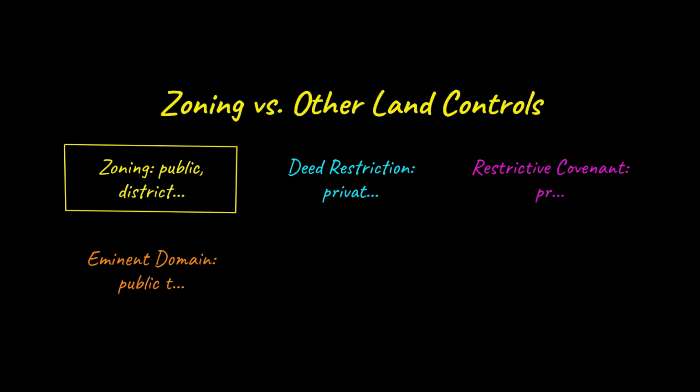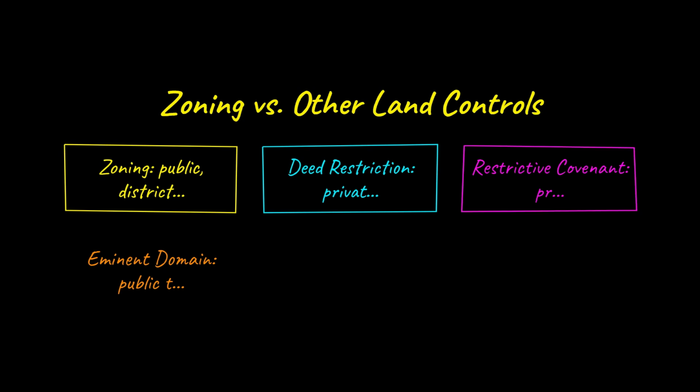Don't confuse zoning with its lookalikes. A deed restriction is a private limit a grantor writes into one deed, and a restrictive covenant is a private promise a developer imposes across a subdivision, both enforced among owners, not by public law. Eminent domain is public like zoning, but it transfers ownership through a taking with just compensation rather than setting use rules.